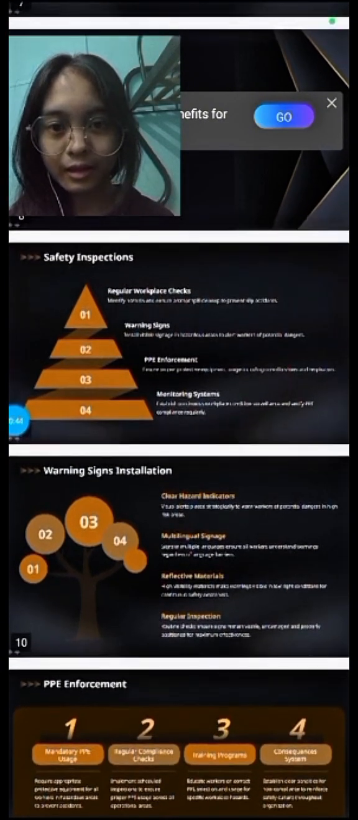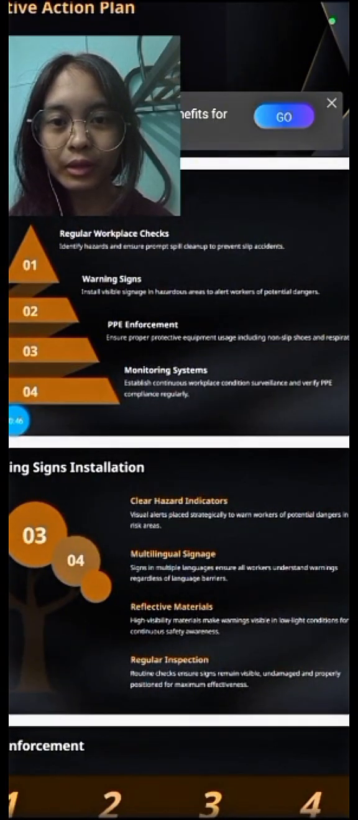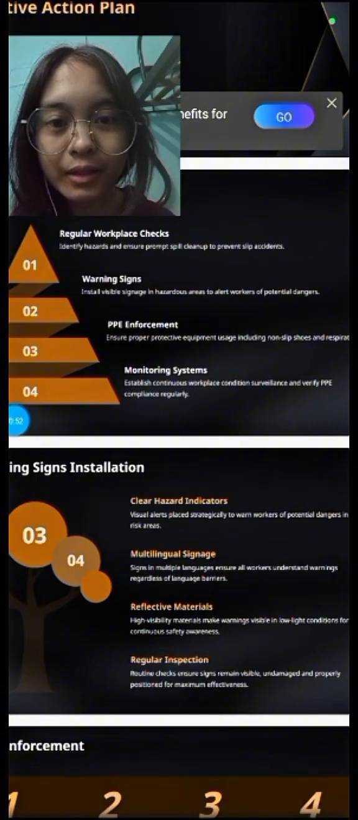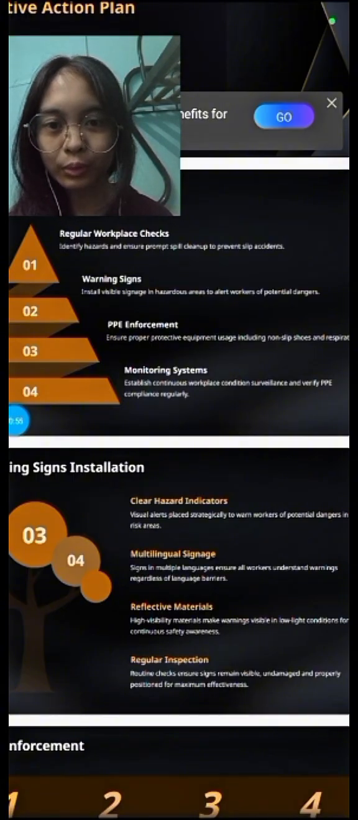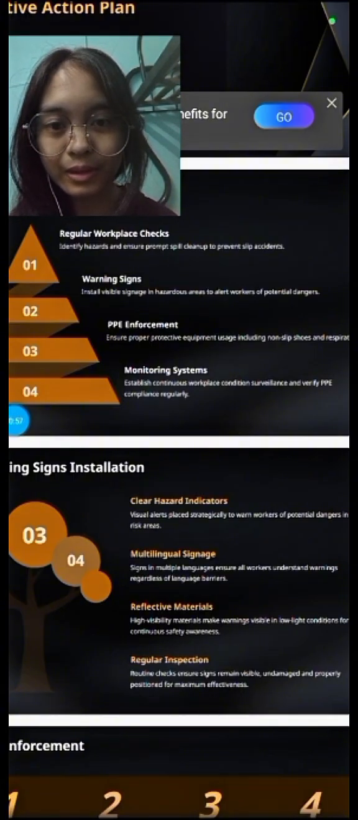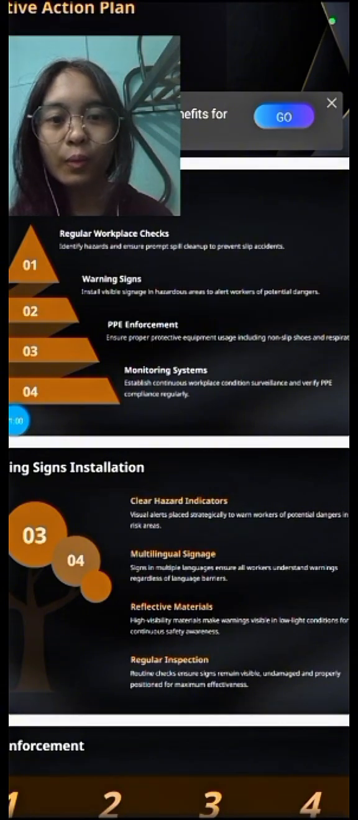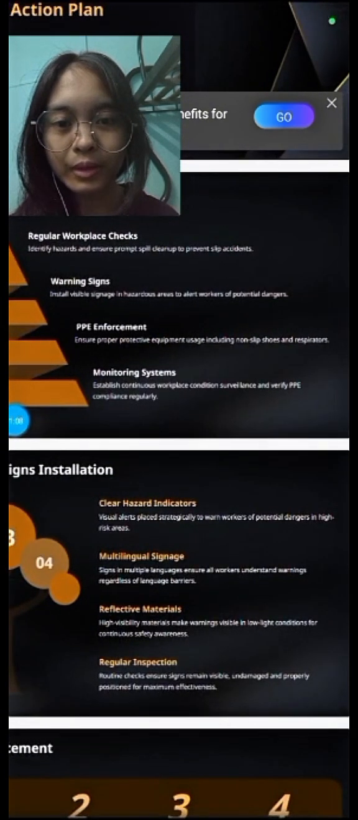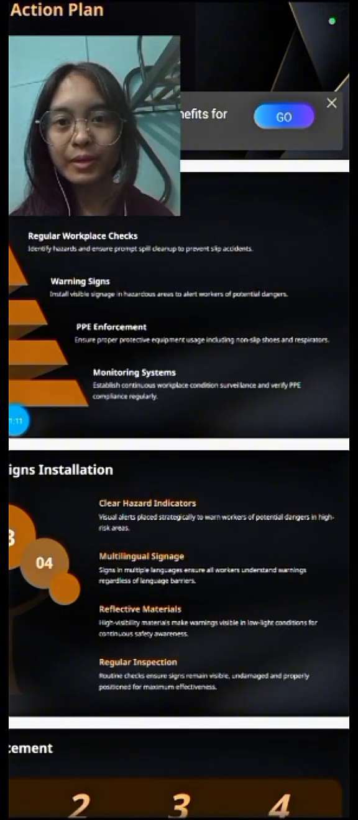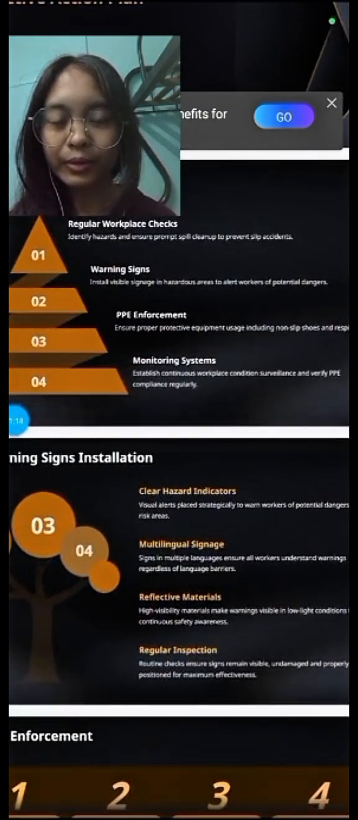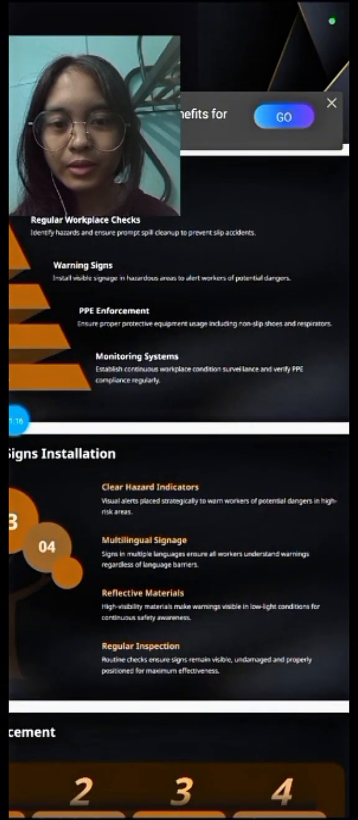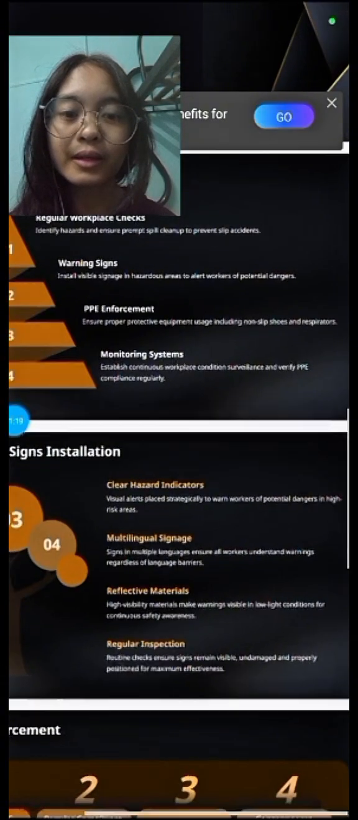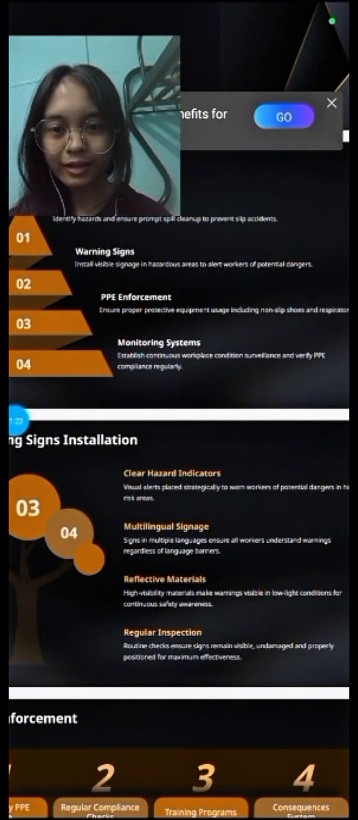The first is regular workplace checks, to identify hazards and ensure prompt spill cleanup to prevent slip accidents. Number 2, warning signs, install visible signage in hazardous areas to alert workers of potential danger. Number 3 is PPE enforcement, ensure proper protective equipment usage including non-slip shoes and respirators. Number 4 is monitoring system, establish continuous workplace condition surveillance and verify PPE compliance regularly.